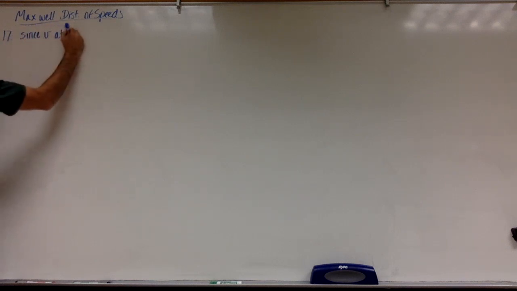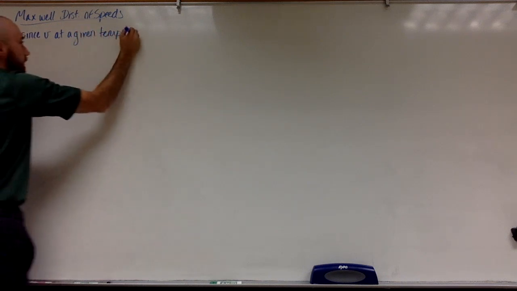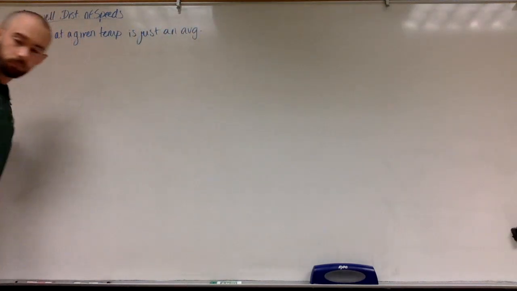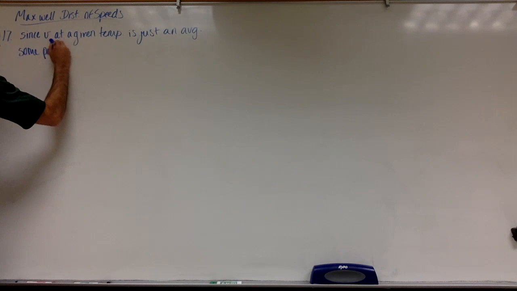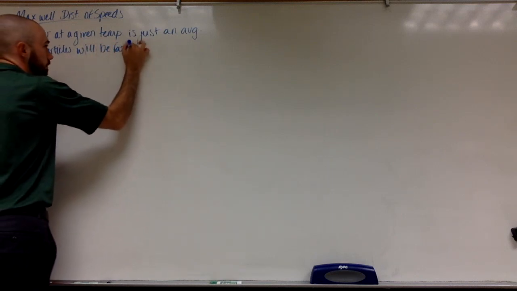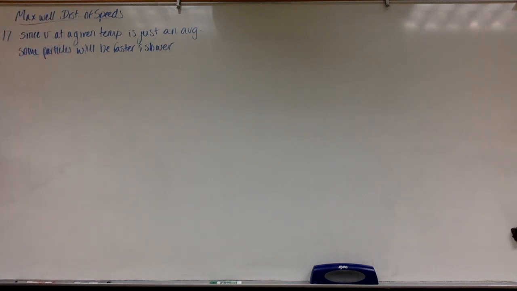So, since velocity at a given temperature is just an average, some particles will be faster and slower. So what's this going to look like when we put it on a chart?